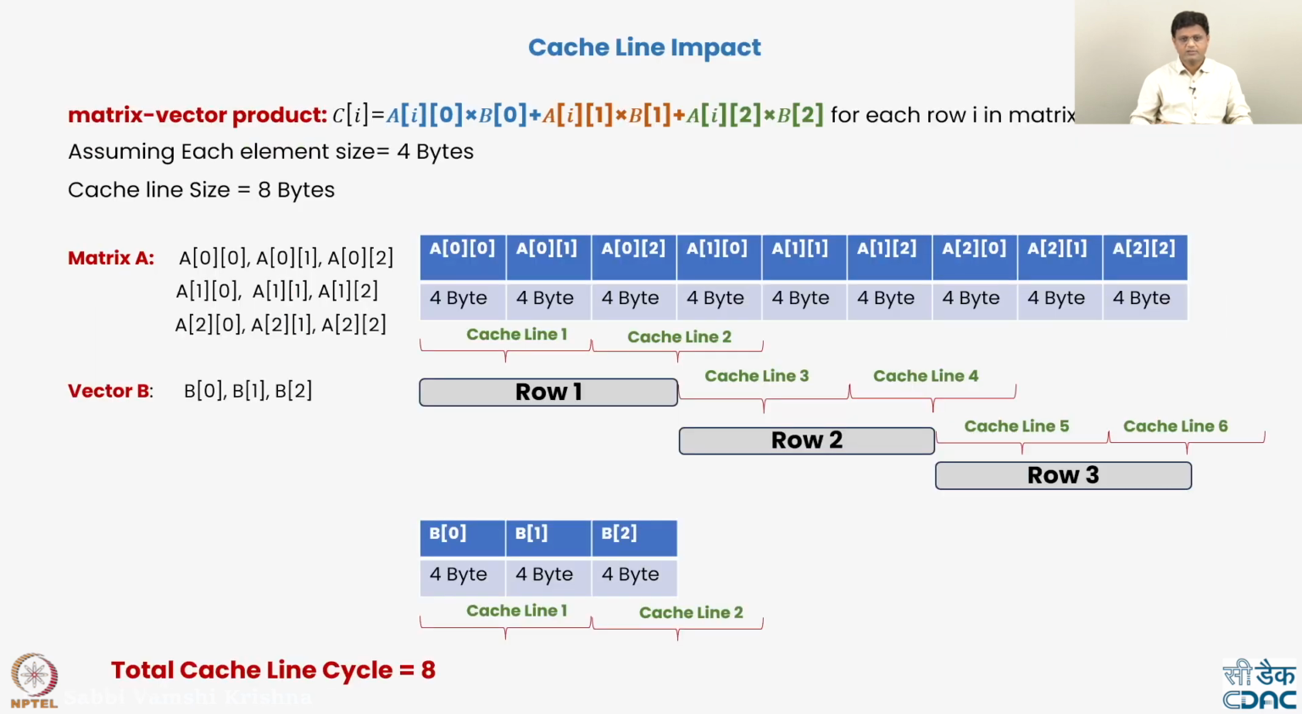Now, I will discuss the cache line impact with the help of a matrix vector product example. Suppose I have to perform a matrix vector product, where the matrix size is 3 by 3 and the vector also has 3 elements. This is the final equation which I am expecting from this matrix vector product. Here you can see that each of these elements represents a row of the matrix.